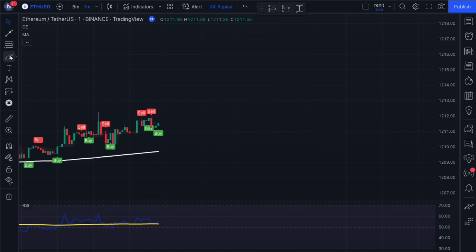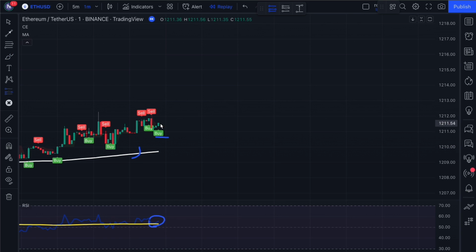So starting with long entries, here we see the primary indicator has issued a new buy signal. We also see the RSI indicator breached above the yellow MA line at the exact moment the buy signal was issued. Then for our final confirmation, we see the price action is moving above the 200 MA line.